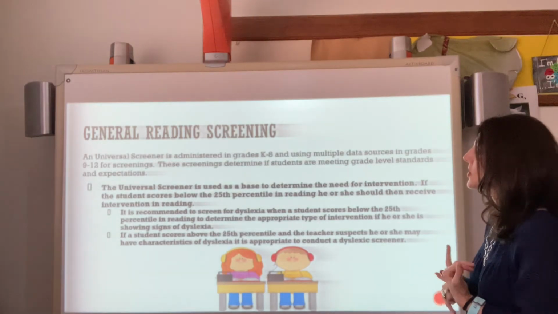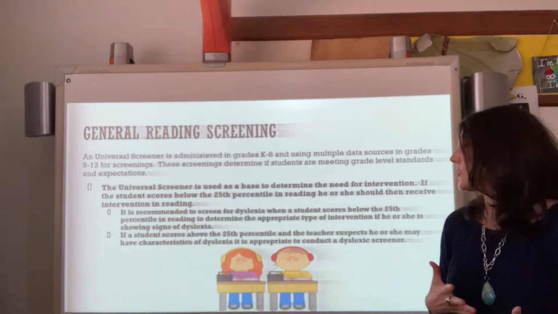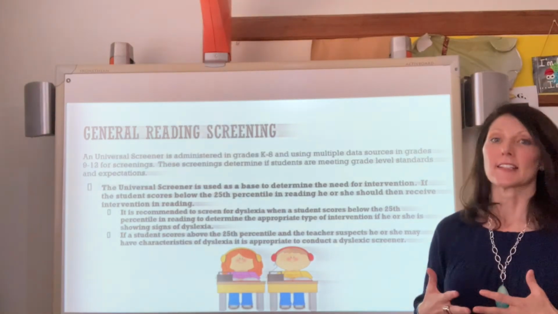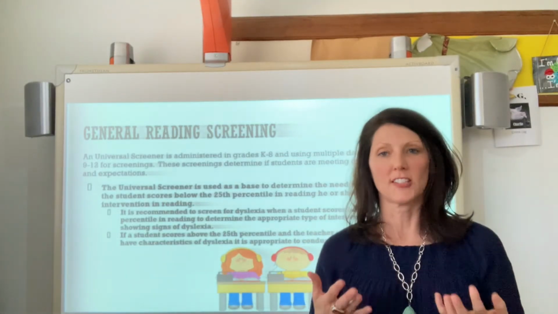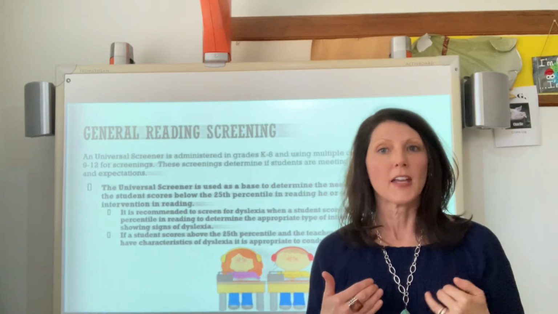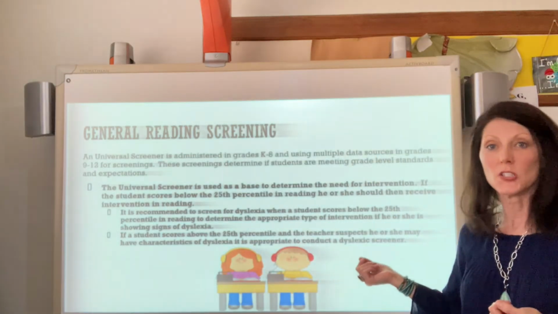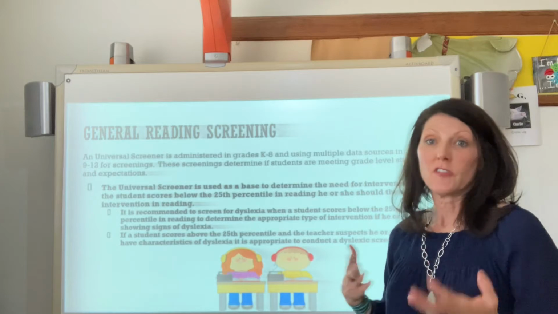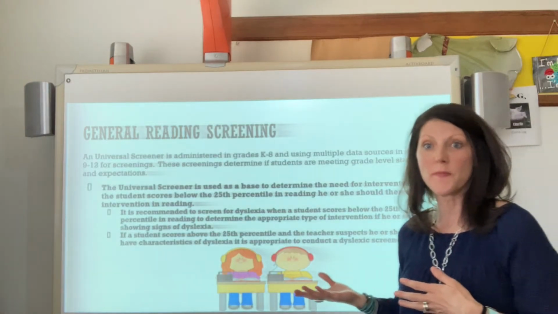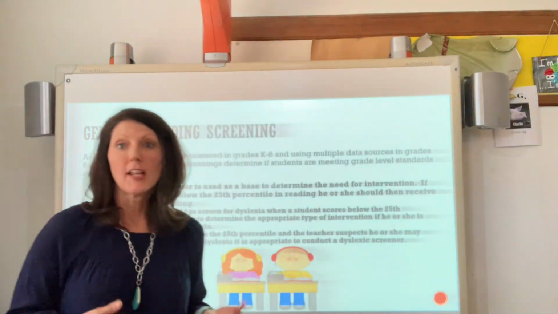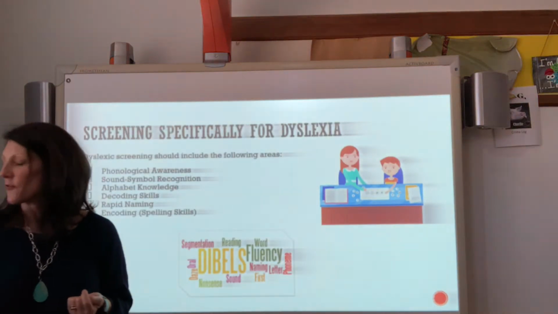Also, if a student scores above the 25th percentile and the teacher suspects he or she may have characteristics of dyslexia, it is appropriate to conduct a dyslexia screener. So it doesn't just pertain to the children that are obviously struggling. If you feel like, okay, this child is performing, but there's something else going on, then it would be appropriate to screen, because there are different variables of dyslexia, just like everything else. That will give you more information on that child and help guide the instruction they may need. So, screening specifically for dyslexia.